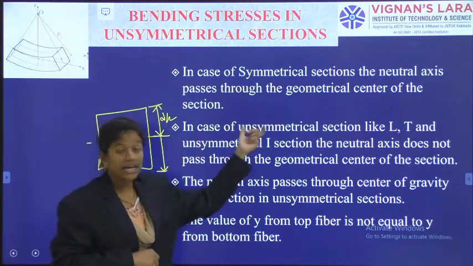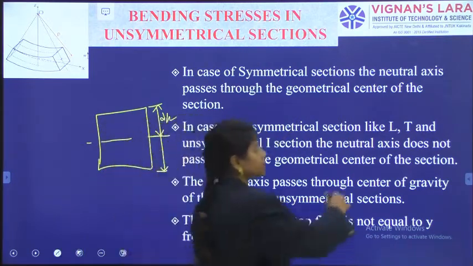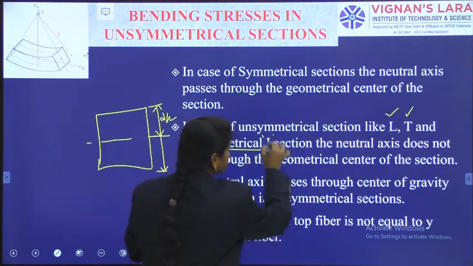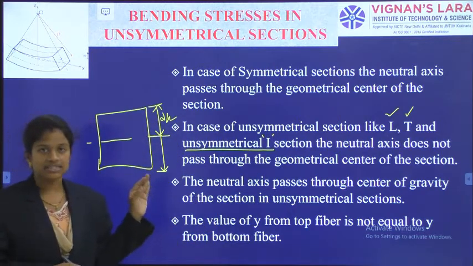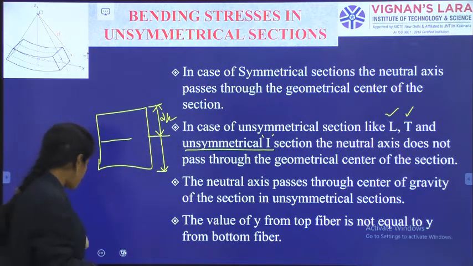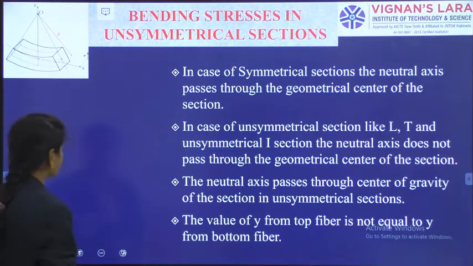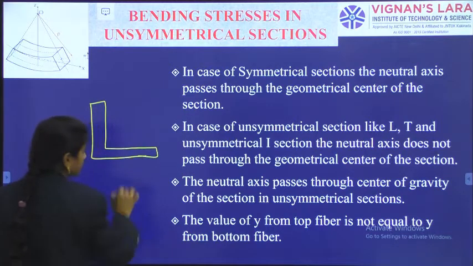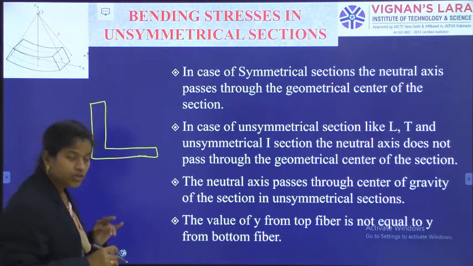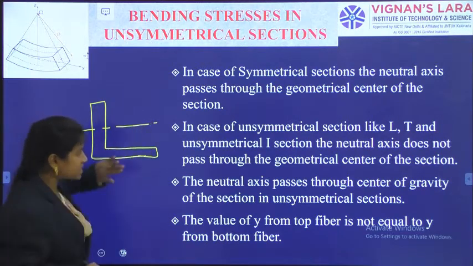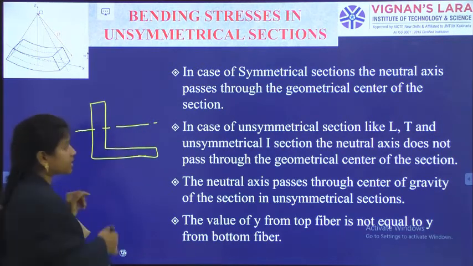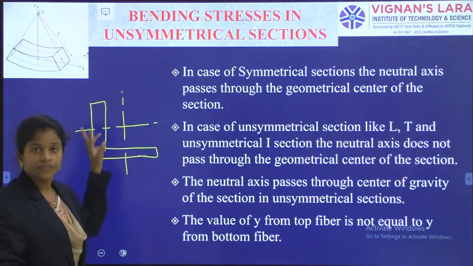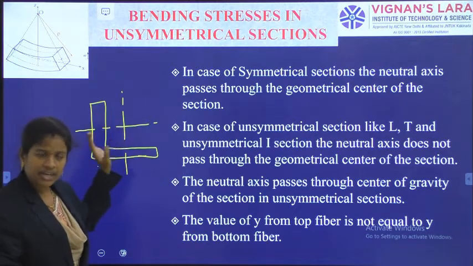Now, in case of unsymmetrical sections, what are those? Those are L, T and unsymmetrical I. How are they not symmetrical? When you observe an L section, about any horizontal axis line, the top portion and bottom portion are not symmetrical. Or about any vertical line, the left portion and the right portion are not symmetrical. So these members are not at all symmetrical about any axis.